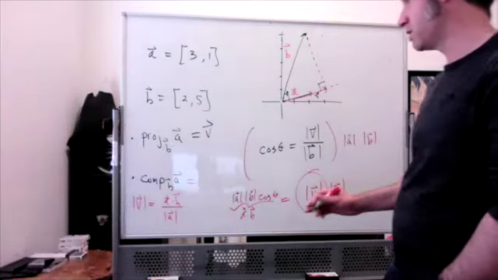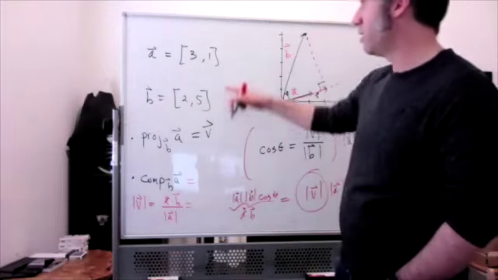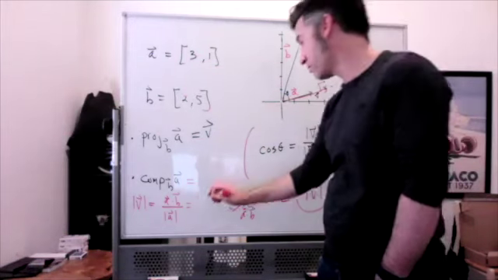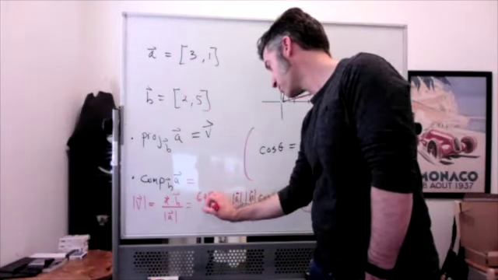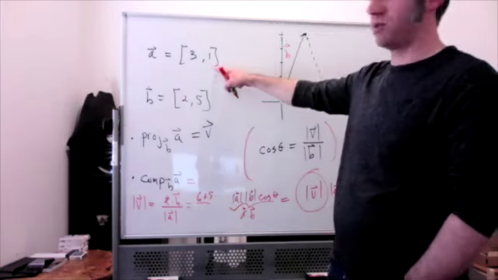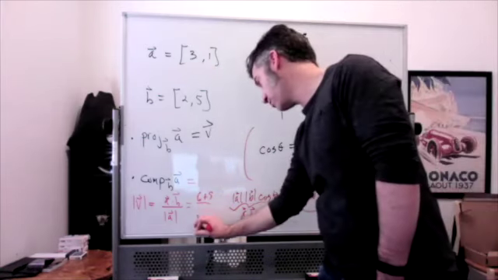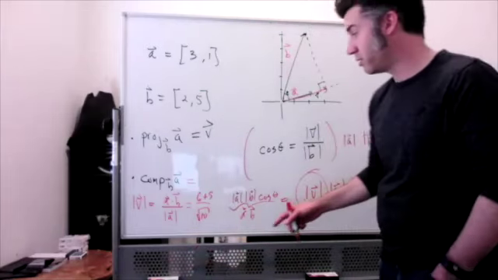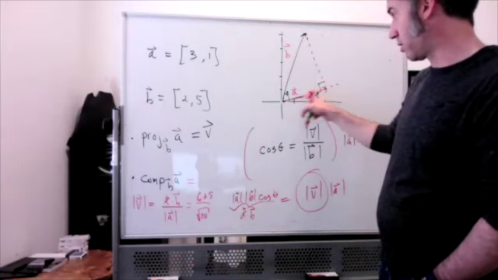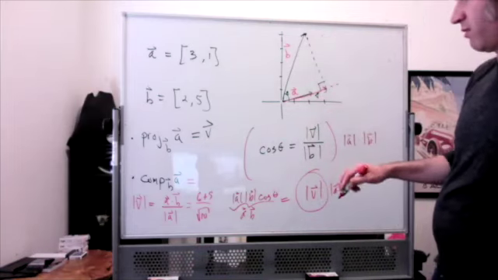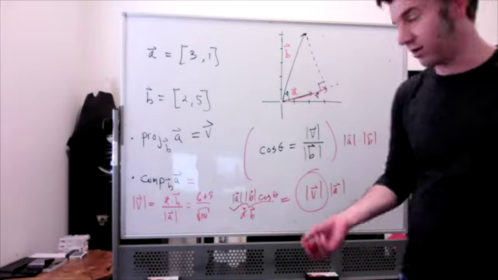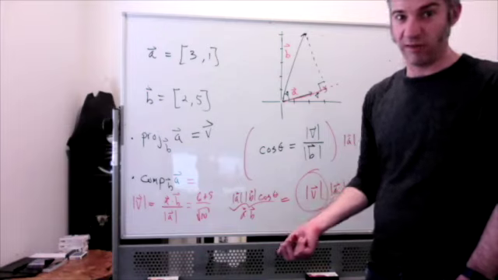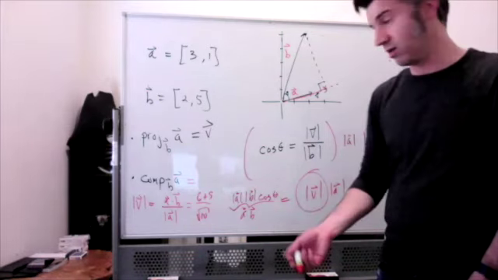So in this case, that's going to equal A dotted with B, so that's 3 times 2 plus 1 times 5, divided by the magnitude of A, which is the square root of 9 plus 1, which is the square root of 10. So the magnitude of the component here is going to be 6 plus 5 over the square root of 10, or 11 over the square root of 10, which is a little bit bigger than the magnitude of A, right? 10 divided by the square root of 10 would be the square root of 10, so 11 divided by the square root of 10 is slightly bigger.